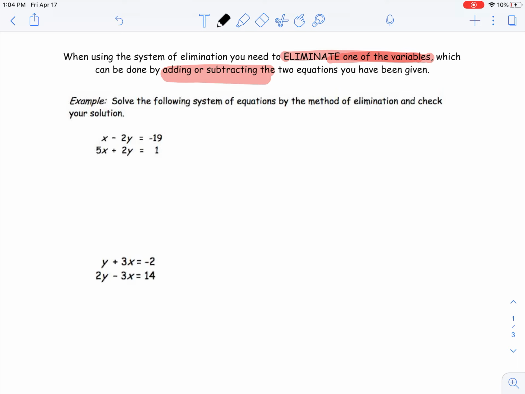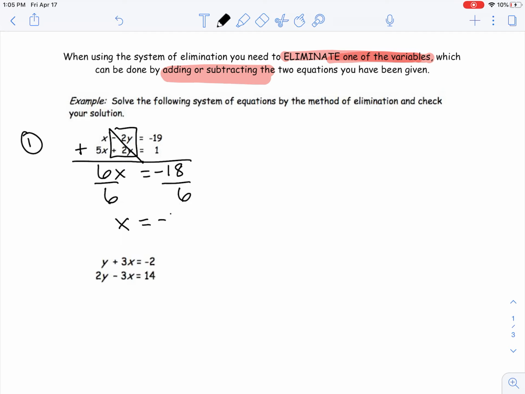First thing we're going to do is look at our two equations. If we look at our two equations for number 1, you should be able to tell that there are two things that are opposite here. Negative 2y and positive 2y. Those are the opposite. So if we add these two equations together, we would get 6x equals negative 18 because those would cancel out. Then we could solve for x. Divide by 6, and x equals negative 3.